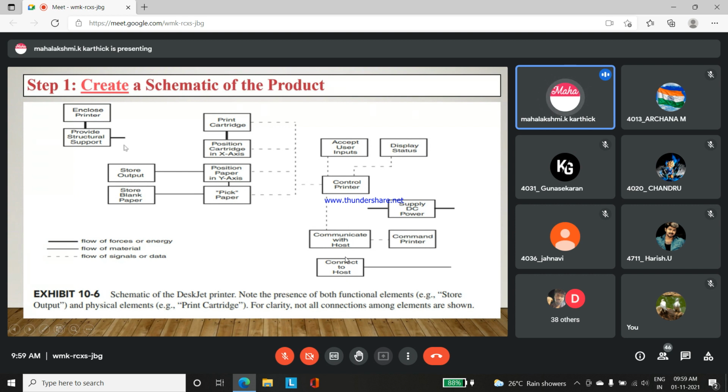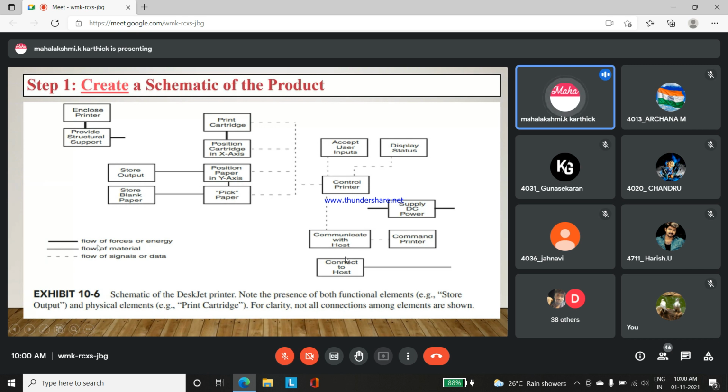Some of the functions are not mentioned here in full. In step 1, right at the start, we cannot always represent all the elements. Some 2 or 3 may be left out, and that is all they have put here. Not all the connections among elements are shown in this step 1 process, but the important elements are identified and listed, and mentioned with some representation.